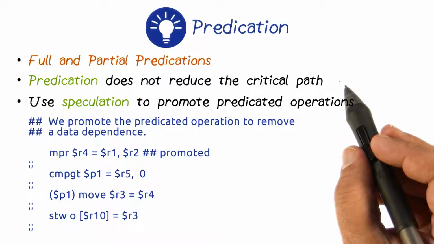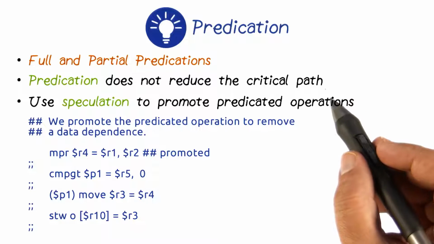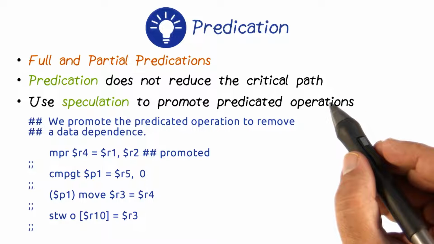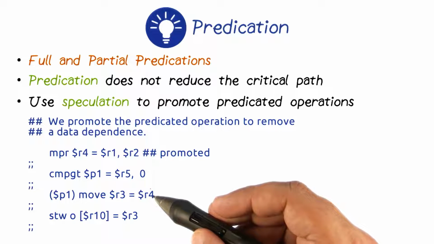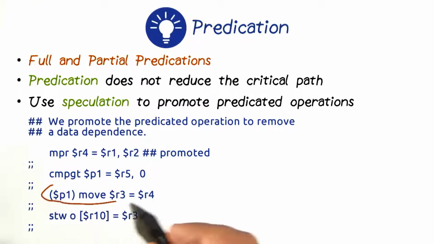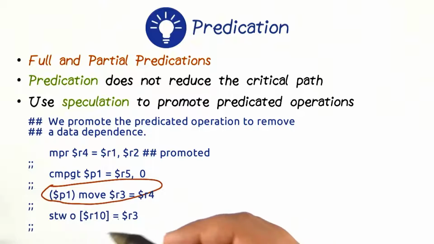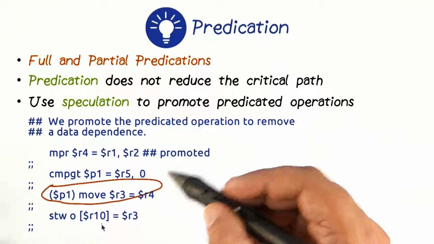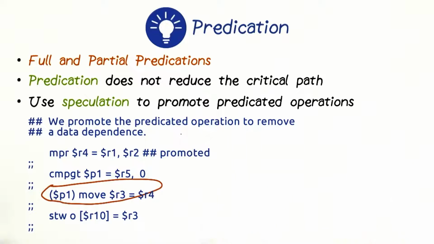So when to use speculation is, of course, when we want to improve the latency or the critical path, and we could do so by promoting those predicated operations above the branch, such as over here. We could use these predicated operations which are dependent on the branch condition, and we could move these above, and therefore we would be able to reduce the latency there.